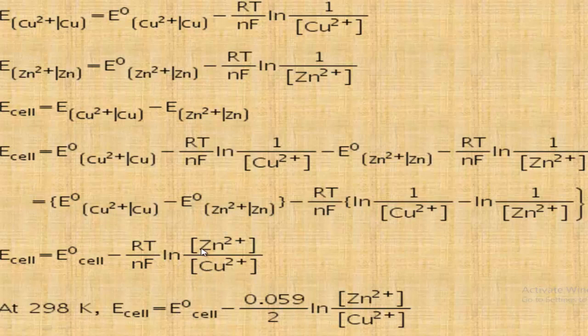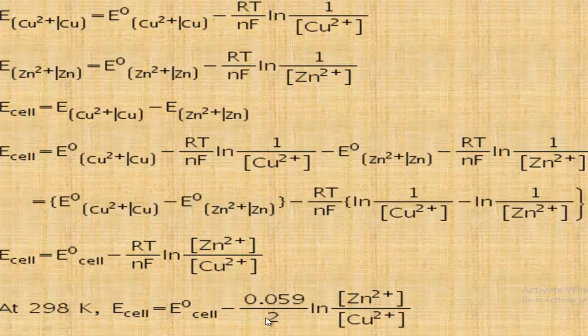So here zinc ion means product ion divided by copper ion, the reactant ion, because in the galvanic cell zinc ion is the product ion and copper ion is the reactant ion. So this is the mathematical expression of the Nernst equation in case of the Daniell cell or galvanic cell.